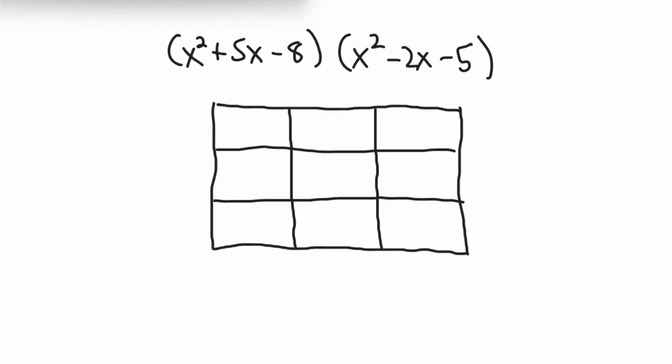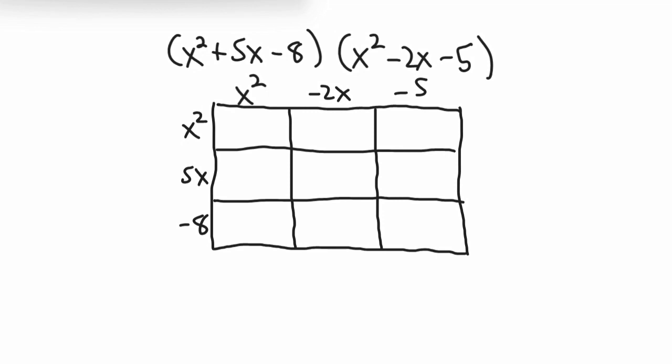Here's our last problem. For this one, I'm going to use the box method. So the first polynomial, let's put that vertically on our box. So we've got x squared, 5x, minus 8, and then we're going to put the other polynomial on the top. x squared minus 2x minus 5. And from here, you're just going to multiply for each square.